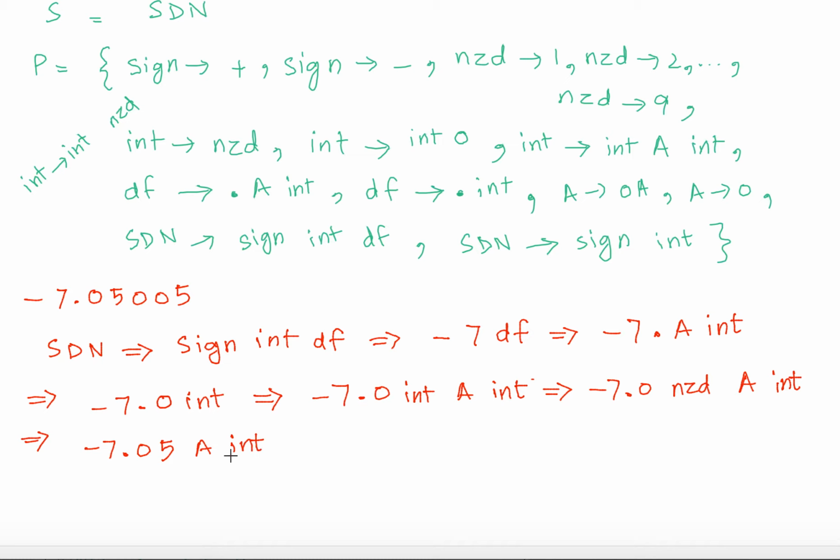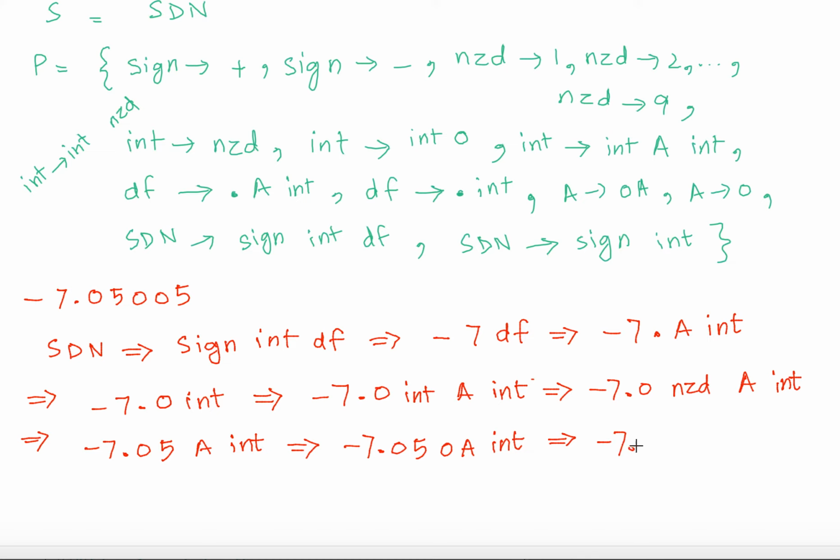Now this a can be replaced by 0a. So minus 7.0500a, then int. Then this a can be replaced by 0. So now you see the number of zeros you want is why you use this a. If I want two zeros, once I will use a to 0a, and then in the end I will just use a to 0. If I want 4 zeros, for example, then I will use a to 0a 3 times, and in the end, I will just use a to 0.